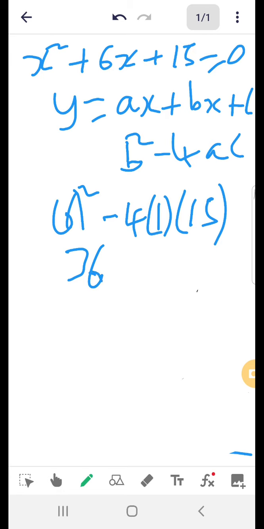It's going to give us 36 minus 4 times 1 times 15. I think 4 times 15 gives us 60. Yes, 60. So if you do 36 minus 60, that gives us negative 24. The fact that we have found a negative number means that there is no solution to this quadratic equation.